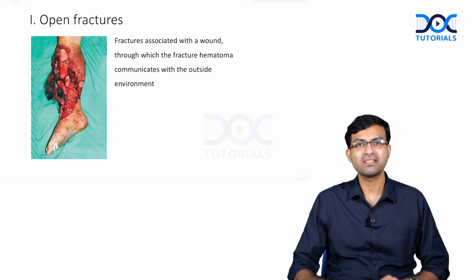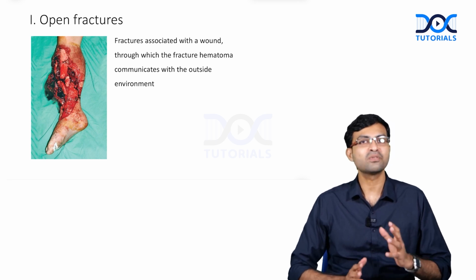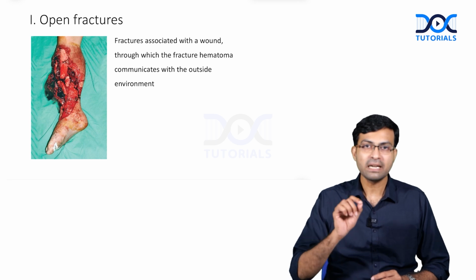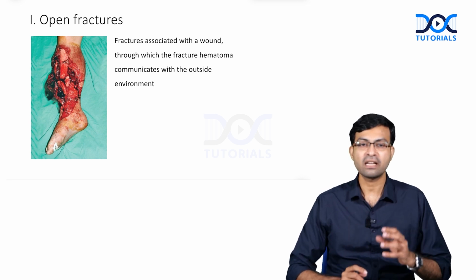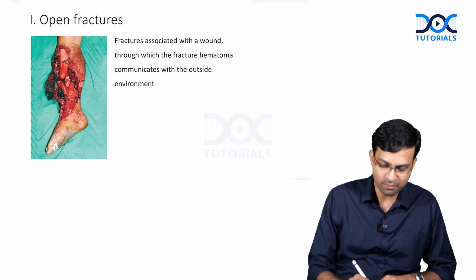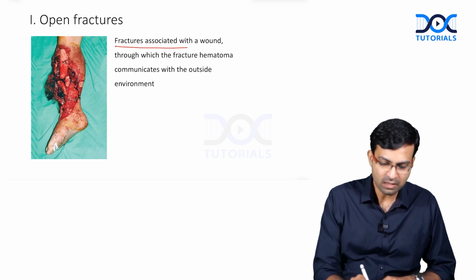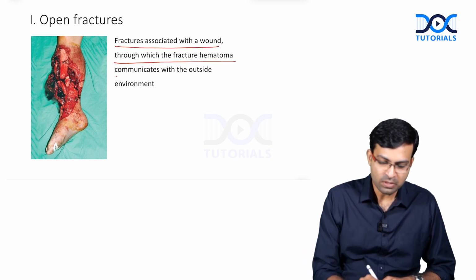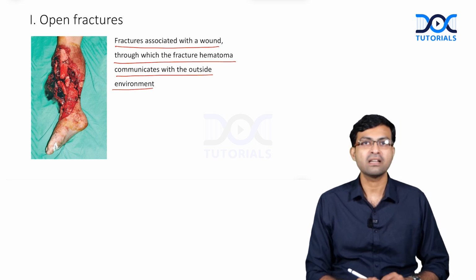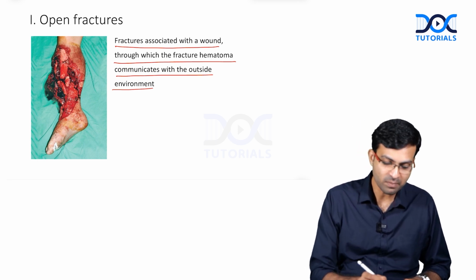What is an open fracture? An open fracture is a fracture associated with a wound, isn't it? But is it any wound? No, a wound should be deep enough that the fracture hematoma communicates with the outside environment. That is the definition. So, a fracture associated with a wound through which the fracture hematoma communicates with the outside environment. This is what we call an open fracture. So what is the problem here?